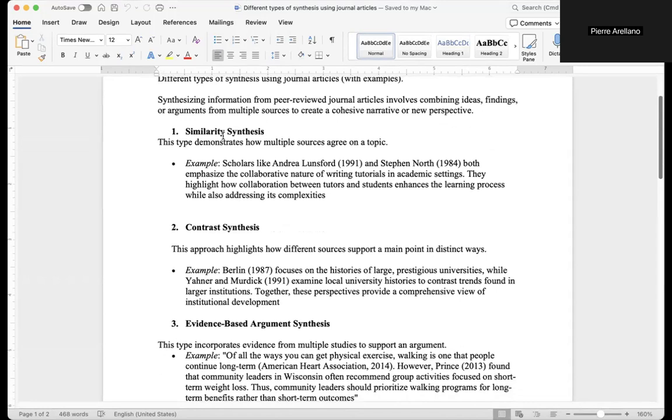Similarity synthesis: they agree on the same topic. Here's an example of what that would look like. Scholars like Andrea Lunsford and Stephen North both emphasize the collaborative nature of writing tutorials in academic settings. They highlight how collaboration between tutors and students enhances the learning process while also addressing its complexities. See that? Do you see how they combine both of these different sources in this sentence and say these two agree with one another, and this is what they say about each of them? And this is the type of synthesis that you're going to do.